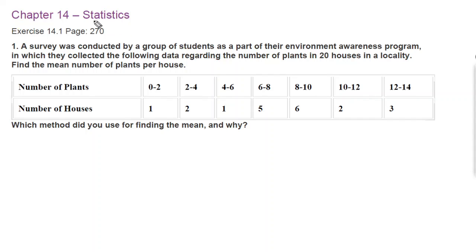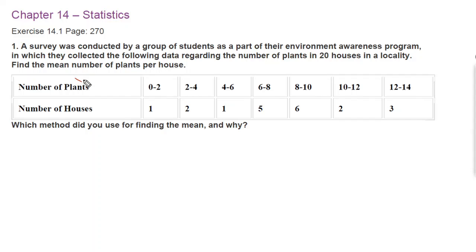So today we are going to discuss statistics exercise 14.1. So let's start with question number 1. A survey was conducted by a group of students as a part of their environment awareness program in which they collected the following data regarding the number of plants in 20 houses in a locality. Find the mean number of plants per house.